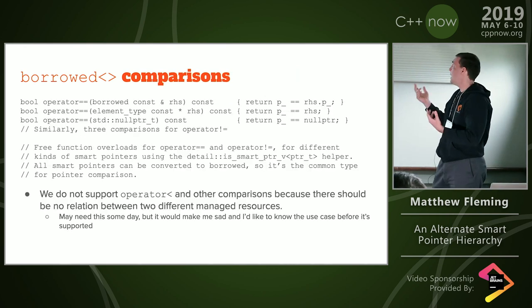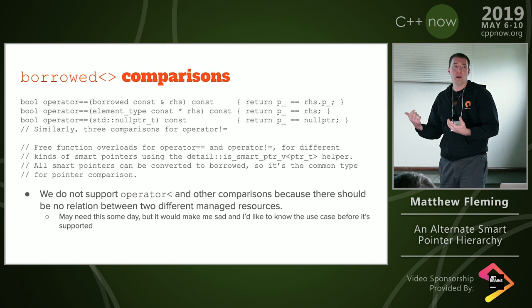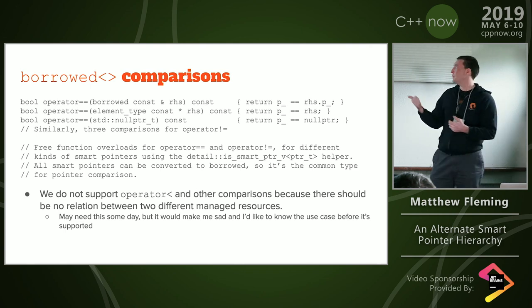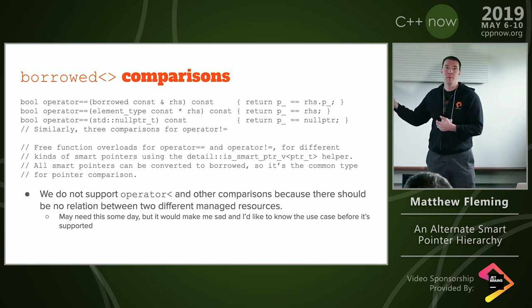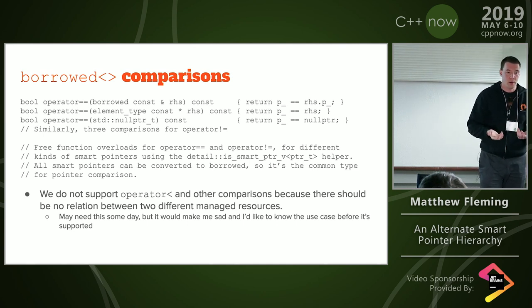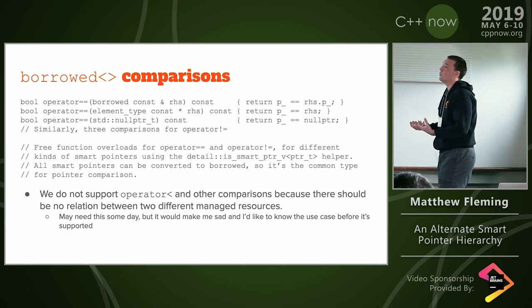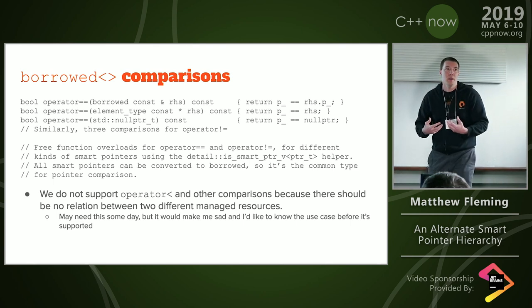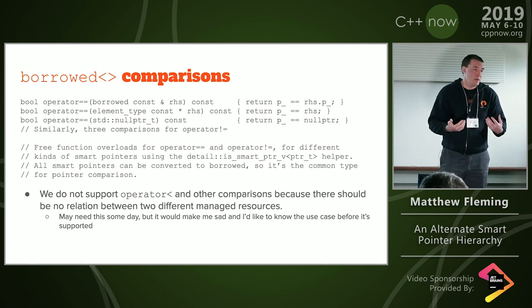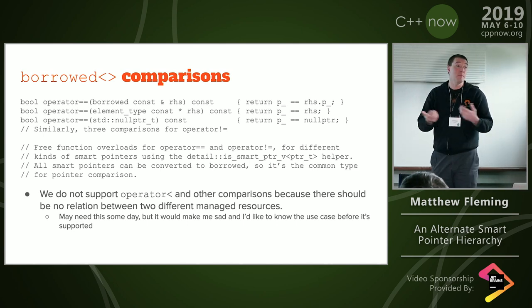You have some comparison operations, free function overloads for equals and not equals based on those. Because I own this, I can do slightly annoying things like saying, I don't want a generalized comparison. I don't want to be able to say, is this pointer less than this other pointer? The stock C++ smart pointers let you do that, and it's not impossible that there's a valid reason for that. So as a committee member, I wouldn't ever say, well, I can't have an operator less than on my two smart pointers. I can compare two raw pointers.